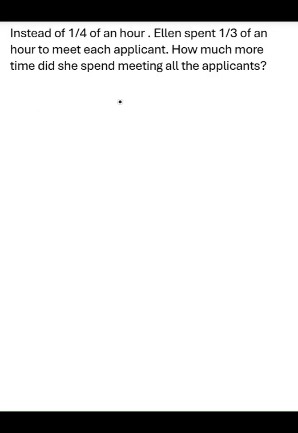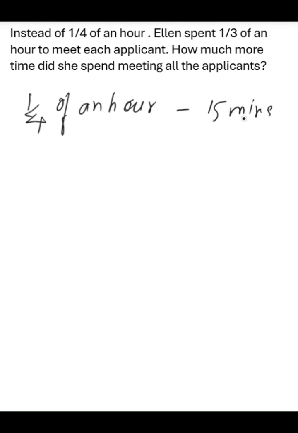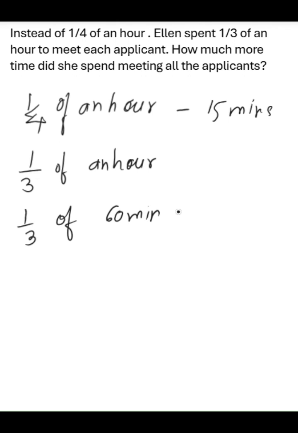Instead of 1/4 of an hour, Ellen spent 1/3 of an hour. So 1/4 of an hour, in the last sum we have seen, was 15 minutes. And 1/3 of an hour will be, an hour is nothing but 60 minutes. So 1/3 of 60 minutes is 1/3 multiplied by 60. You can cancel it, and you will get 20. So the answer will be 20 minutes.